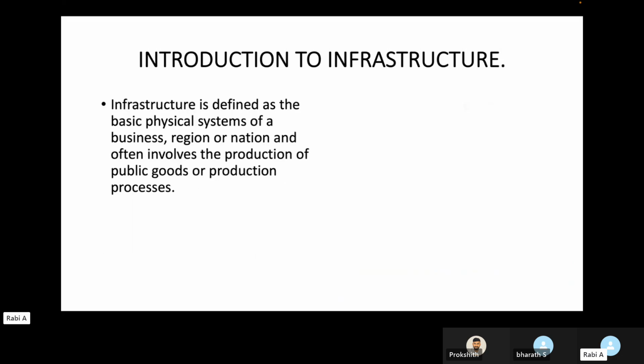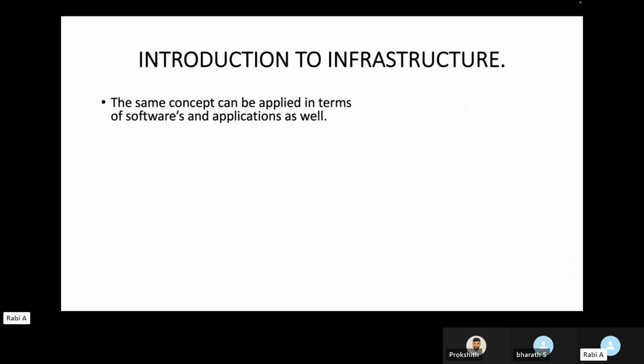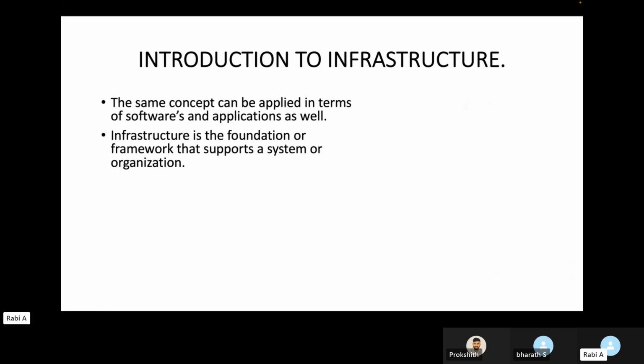So infrastructure is defined as the basic physical systems of a business, region, or nation, and often involves the production of public goods or production processes. All of these are basically your physical components, and these physical components make up different systems, which make up the infrastructure. The same concept can be applied to your software and applications as well. Infrastructure is the foundation or the framework that supports a system or an organization.